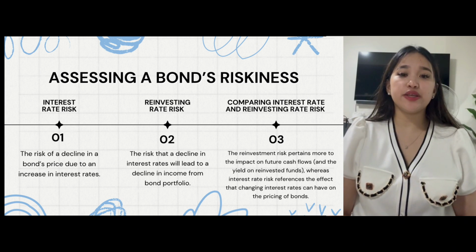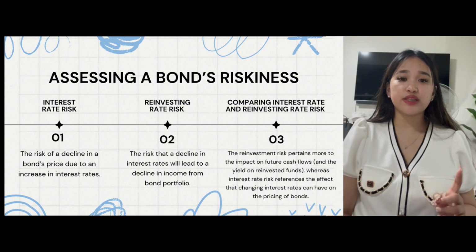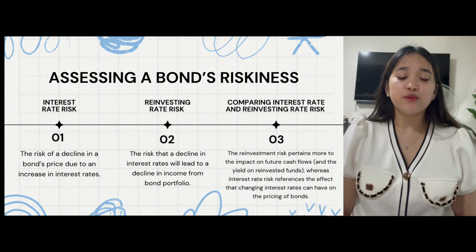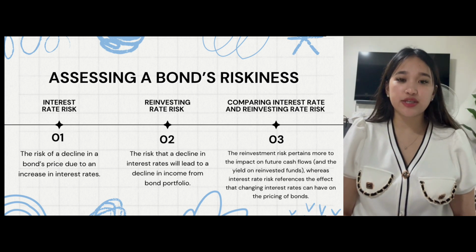One simple way to minimize both interest rate and reinvestment rate risk is to buy a zero coupon treasury bond with a maturity that matches the investor's investment horizon.